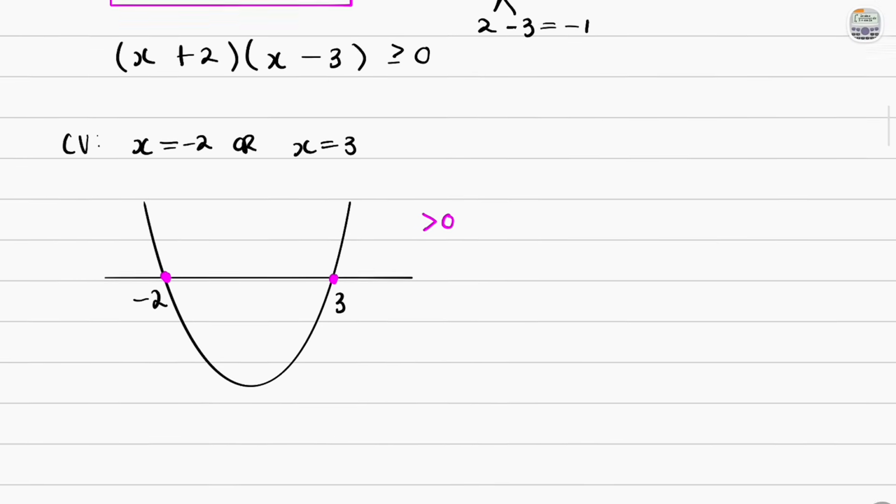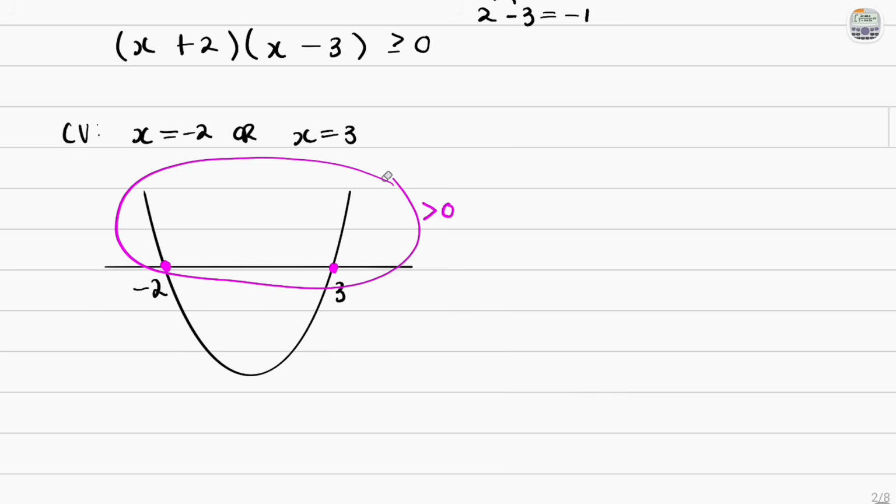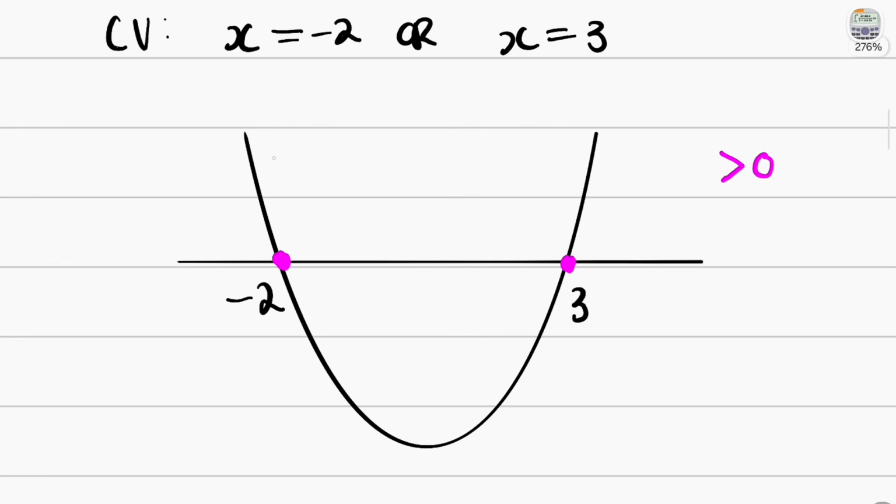We need to look for parts of the graph that are above the x-axis. So highlight all the parts above the x-axis. That's over here and that's over here. And then we need to answer them in terms of x. So what are the x values that belong to these selected parts of the graph? Well, you can find the x values by lining it down to the x-axis. You see where these x values are?